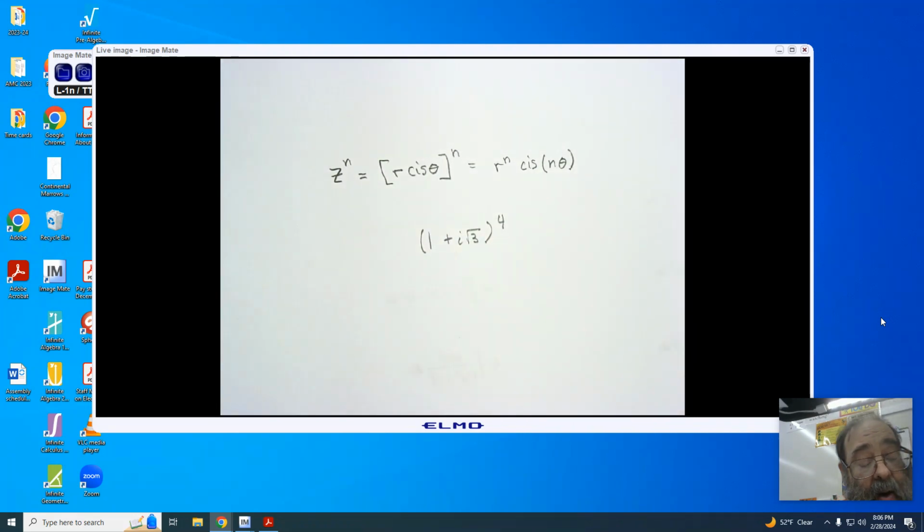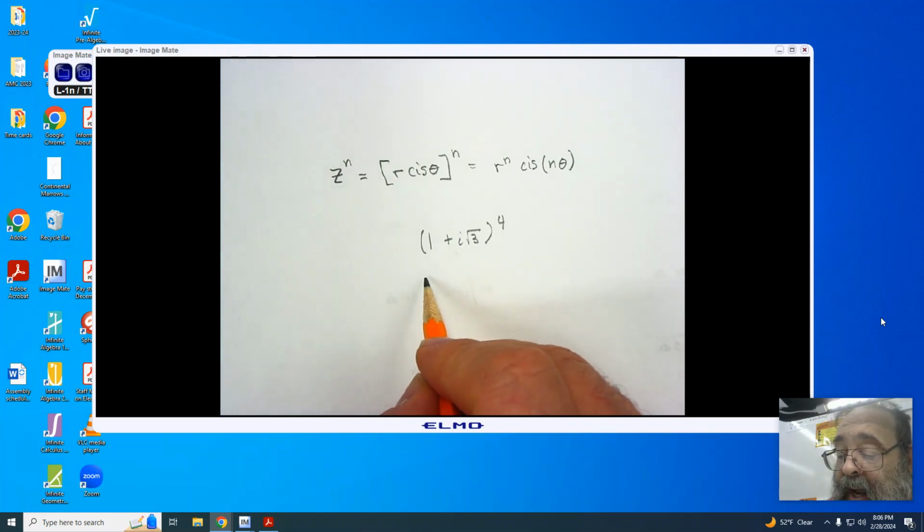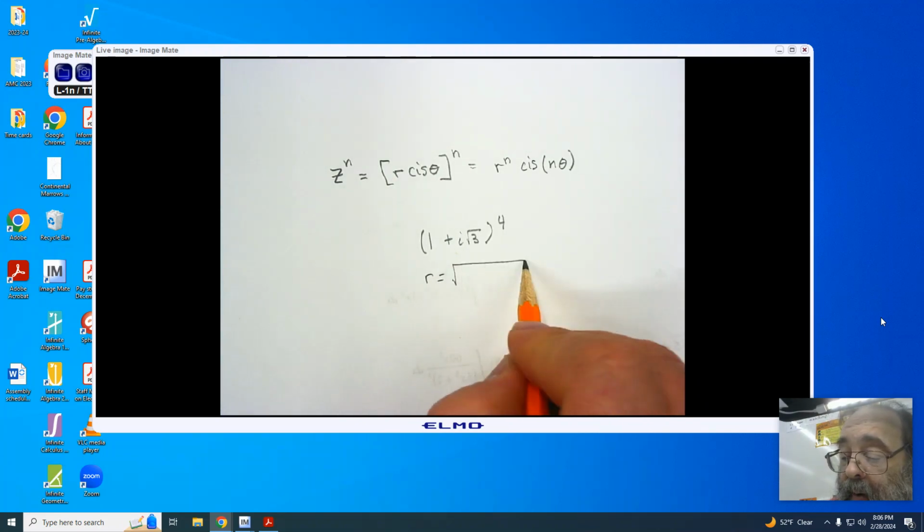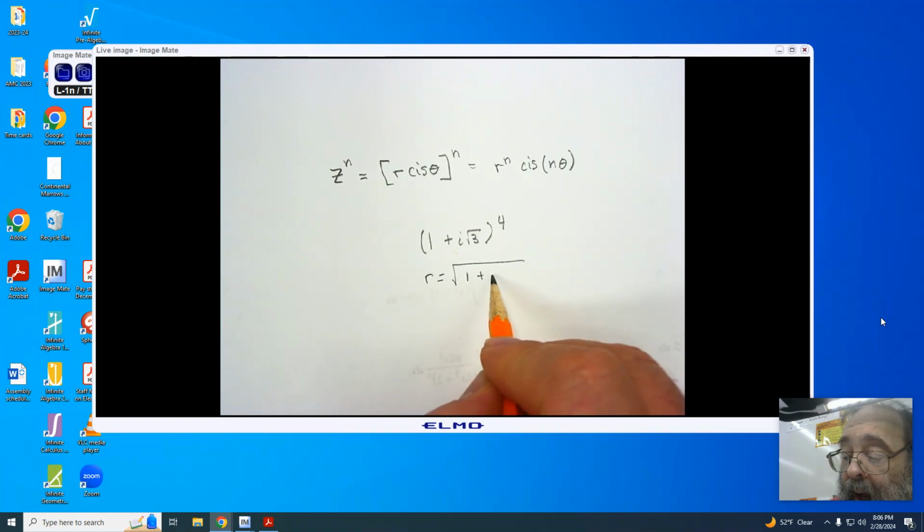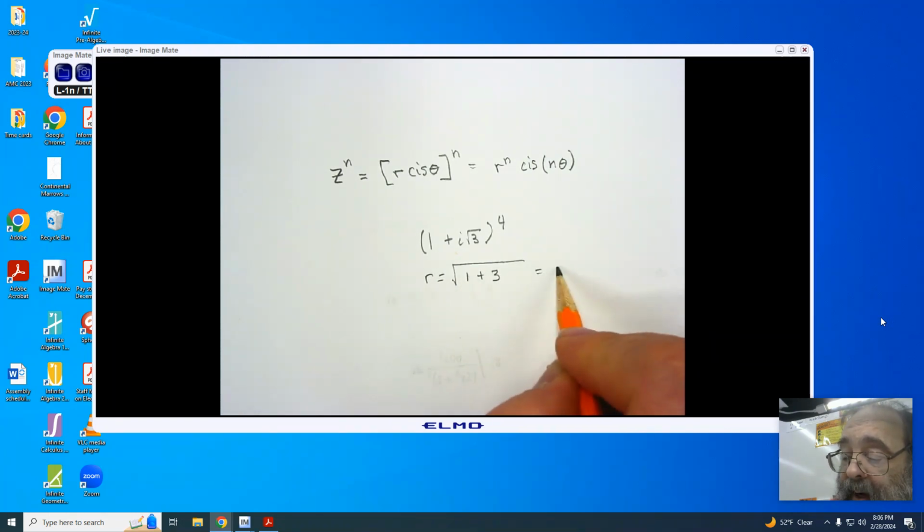Now ideally, when we look at this, we would not want to multiply this out and just FOIL it 4 times. It's just not going to be a fun thing for us to do. So instead, we're going to convert it into cis form. So we're going to find r, which is going to be the square root of 1 plus 3. And that's going to give me the square root of 4, which equals 2.